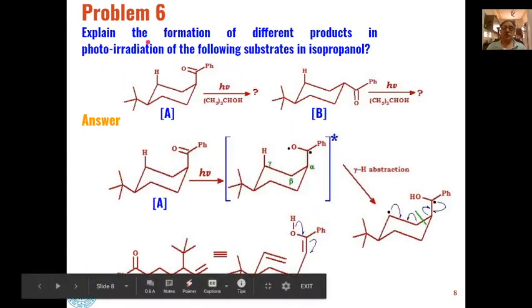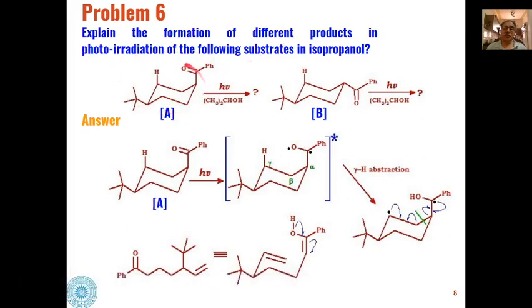Then is sixth problem. Here, if you see this substrate A and substrate B, they are same except the conformation at this position. Here, this is an axial bond. Here, this is an equatorial bond. So position of oxygen is here downwards, here towards this side. So this is alpha, this is beta, and this is gamma.